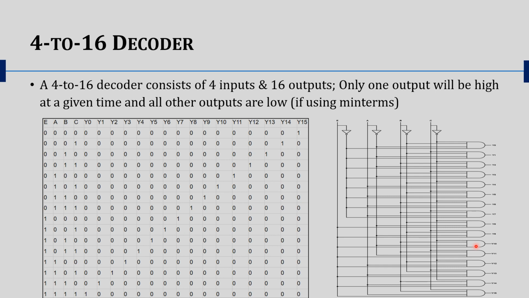If you are using active low decoder circuits, then the logic circuit required is NAND gates. If you are using minterms, that means only one output will be high at a time and all other outputs will be low. That's the case of 4 to 16 decoder. So we need 16 different AND gates to implement 16 output lines.